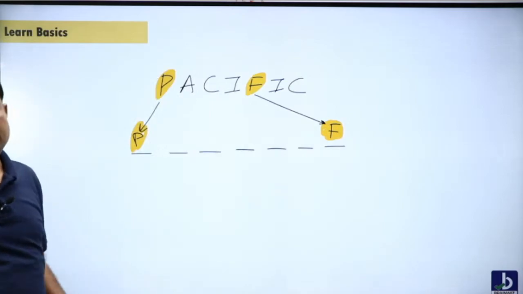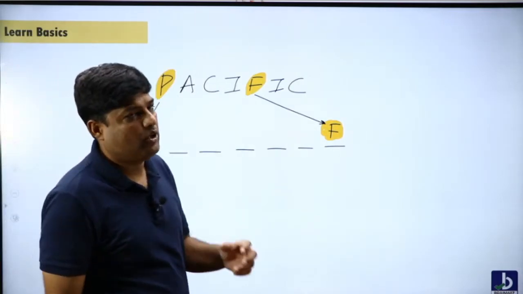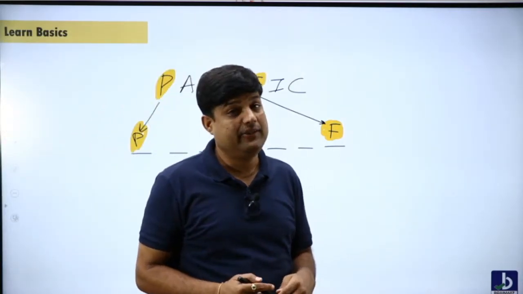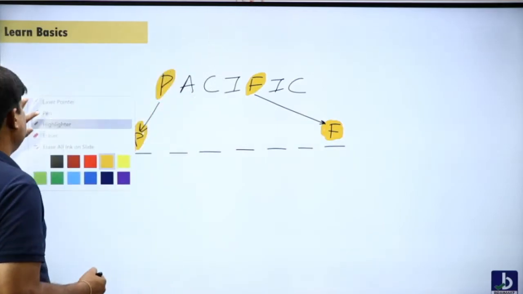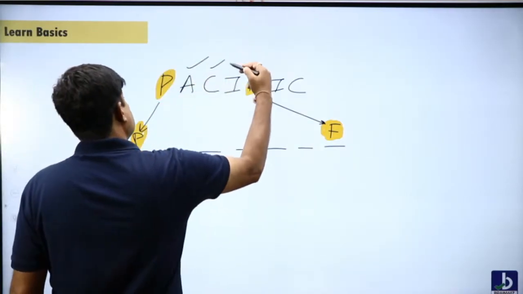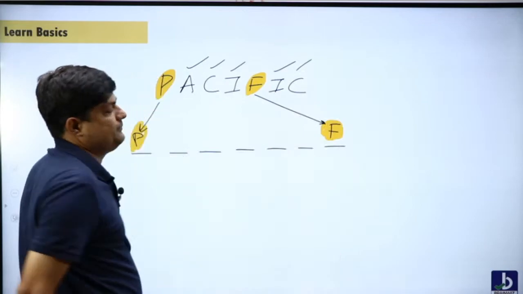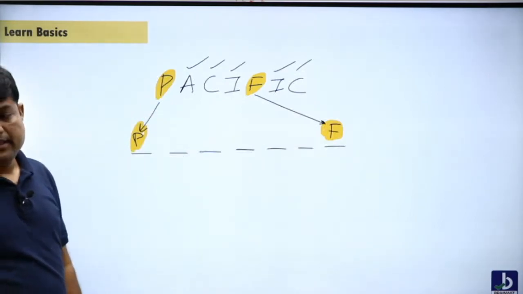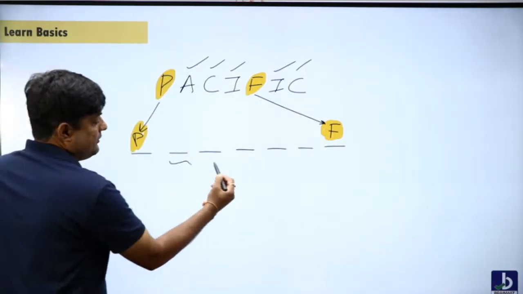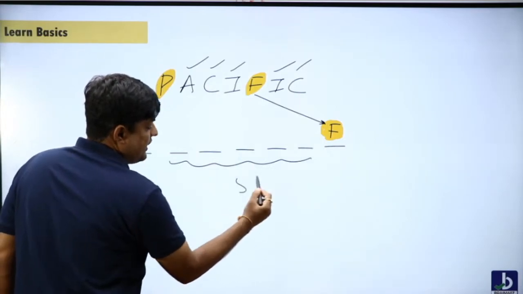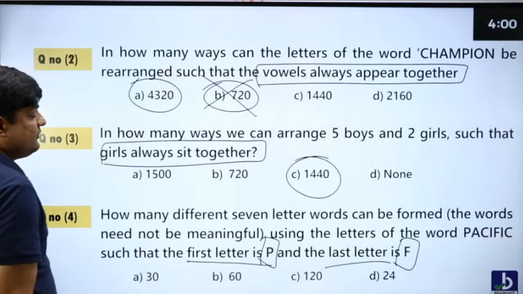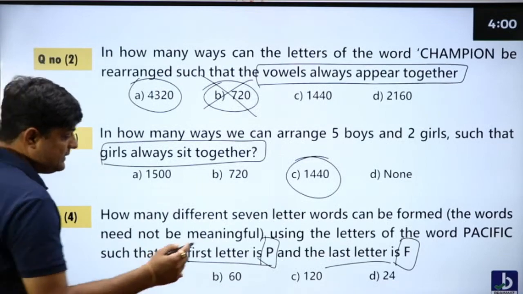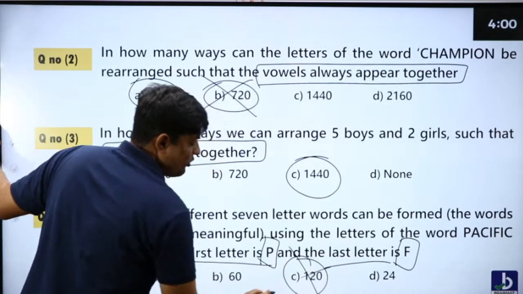This is fixed. Now you have to use common sense. How many people are still standing? Yesterday we learned the concept: 1, 2, 3, 4, 5. 5 people are still standing. So how many places are still available? 5. So the answer is 5 factorial, and we say the answer is 120. But this is wrong, students.